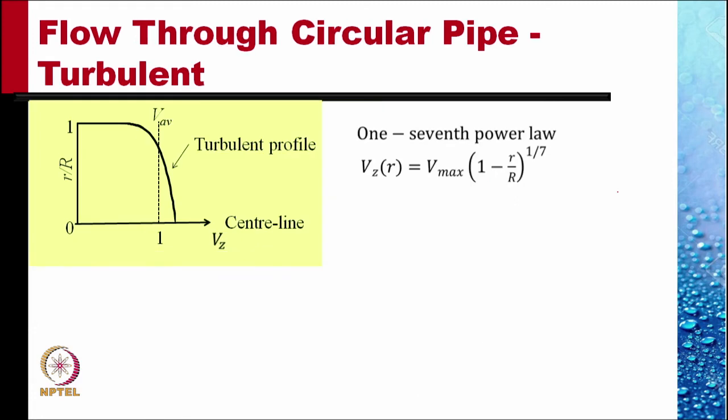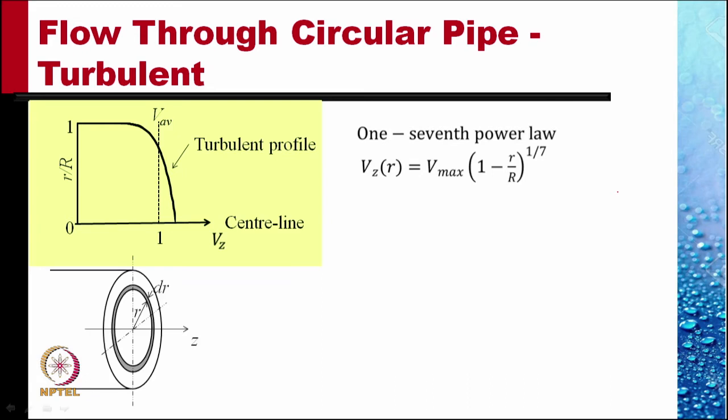Let's again do this problem with a turbulent velocity profile. One of the most commonly used turbulent velocity profiles in a circular tube is the 1/7 power law. Vz at any radius r is V max times 1 minus r by capital R, the radius of the tube, raised to power 1/7. And we find V average in the same fashion.